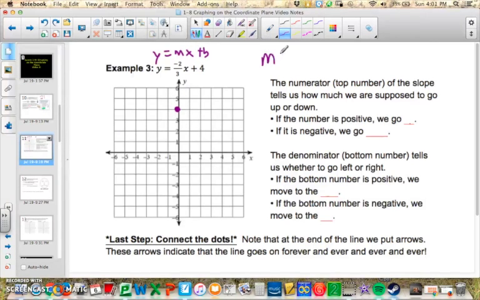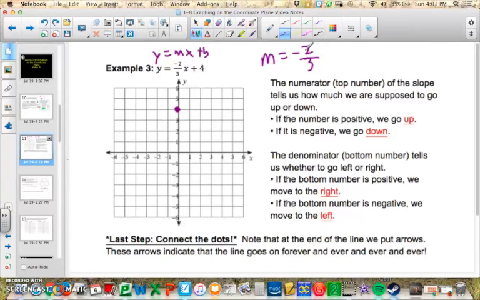Alright, our slope is going to be negative 2/3. Now, to understand what we have to do with that, we need to talk about some of the rules for slope. Our top number is always going to tell us up and down because that goes with our y values. If the number is positive, we are going to go up, and if the number is negative, we're going to go down. The bottom number is going to tell us whether we're going left or right. If the bottom number is positive, we're going to move to the right, and if the bottom number is negative, we move to the left. Now, the whole negative thing can be a little bit tricky if you have a negative number here.